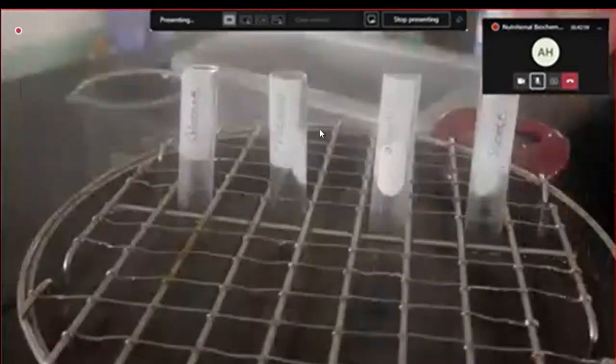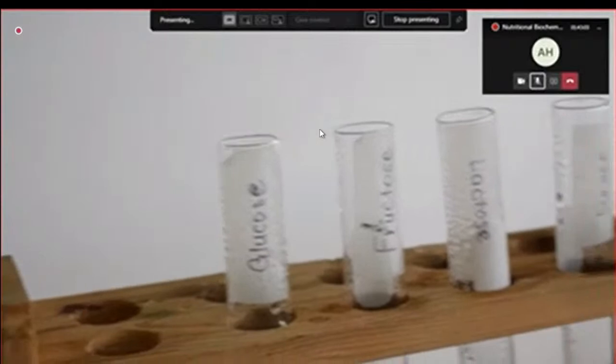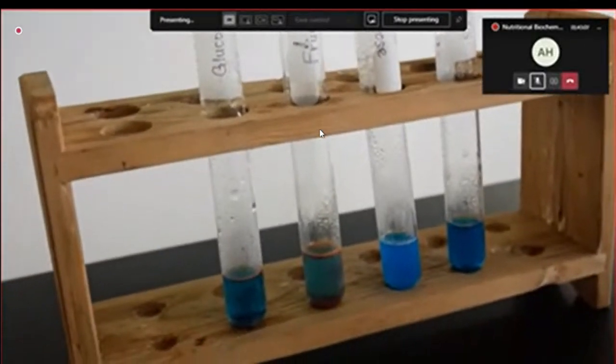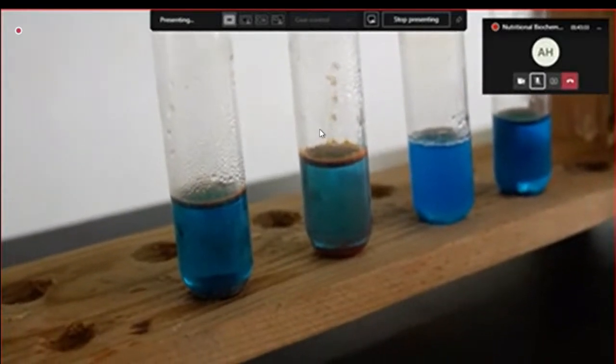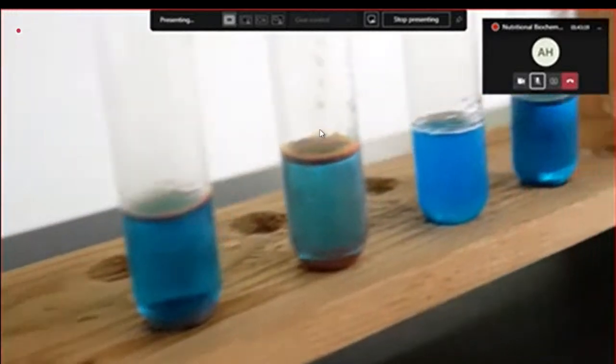And then, place the test tubes in a boiling water bath for 5 minutes. After 5 minutes, we are removing the test tubes from our boiling water bath and letting them cool. Observe for the first 15 minutes. Record your observations.